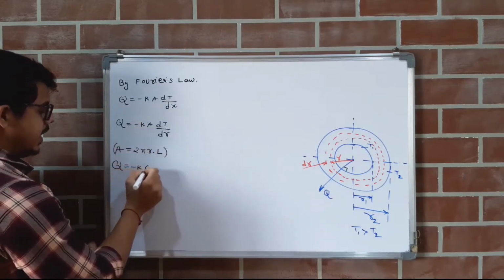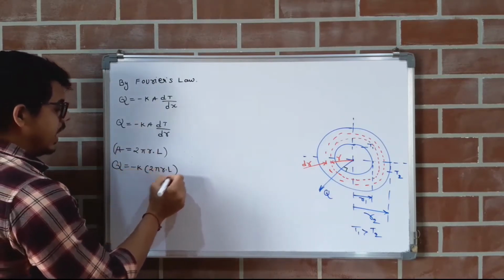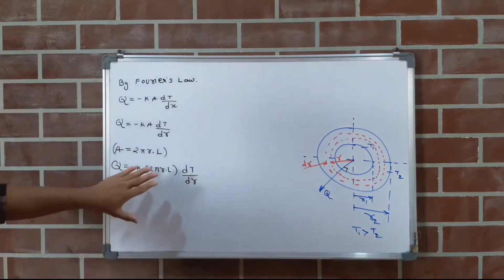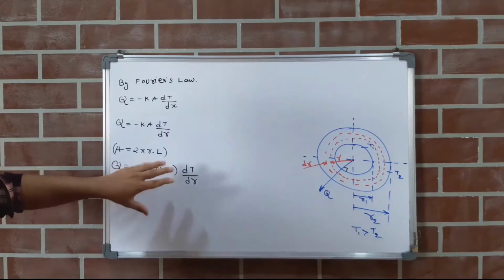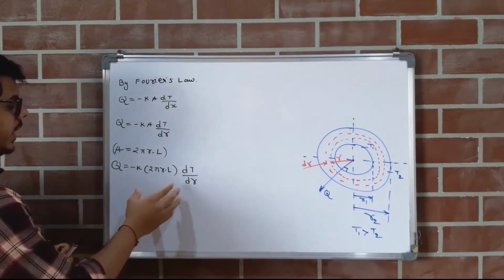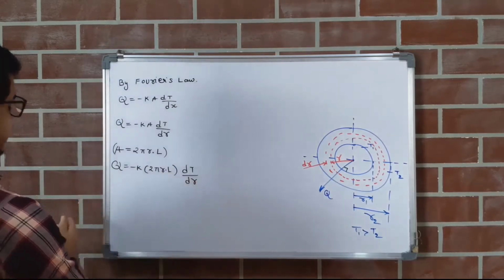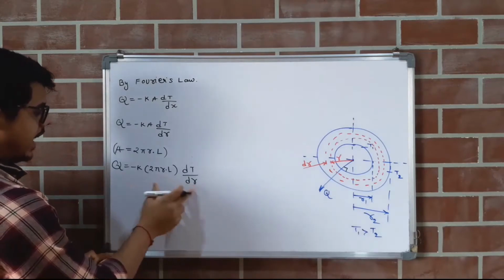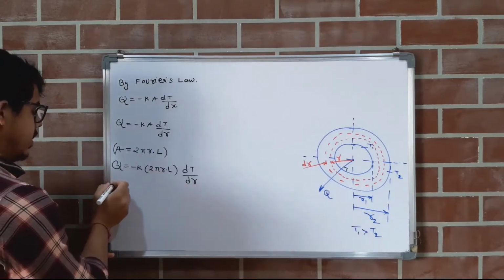So it will be Q equals minus K into 2 pi r into L into dT upon dr. Now we will arrange this formula in variable separable form. Variable separable form means taking the same variables on one side and the other variables on the other side. So here we have r, so we will take r on the other side.